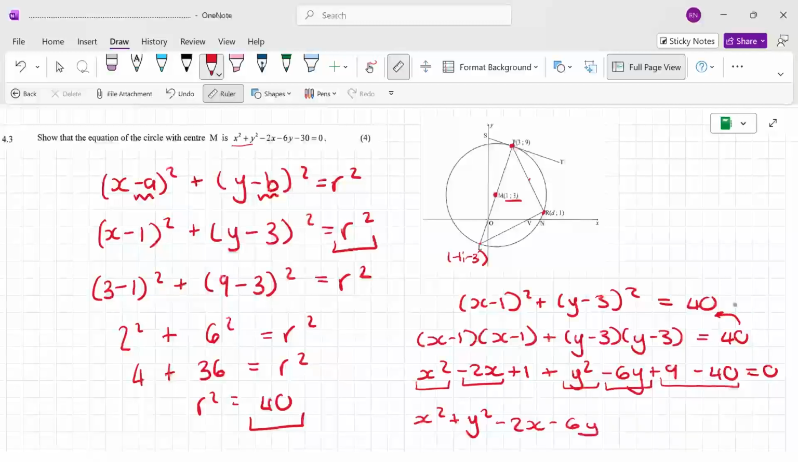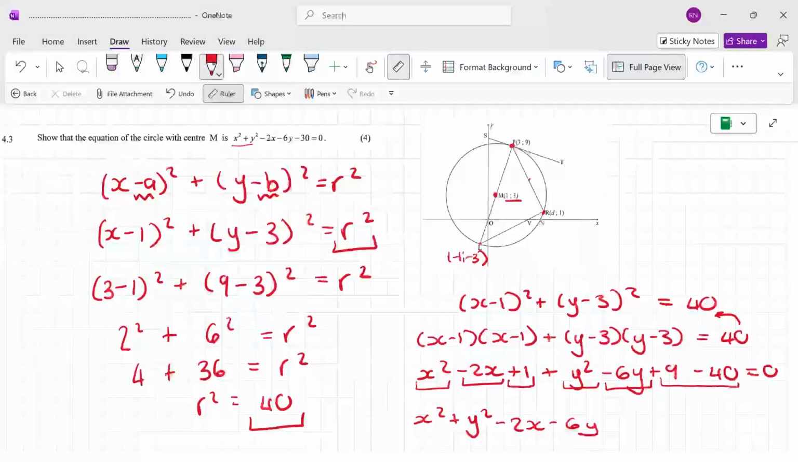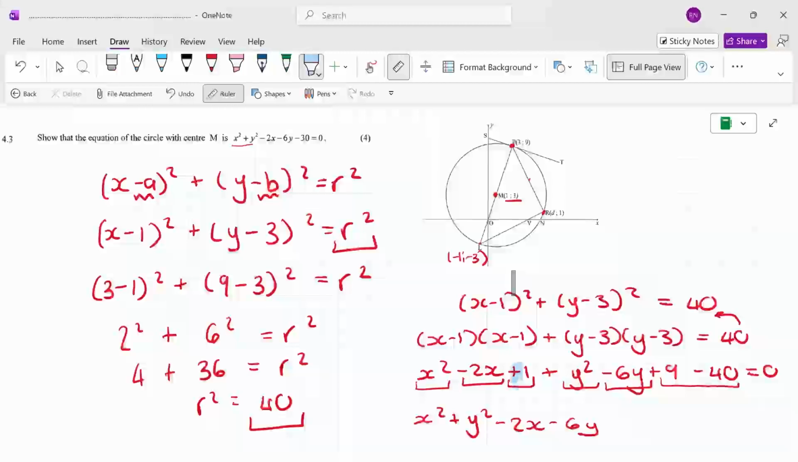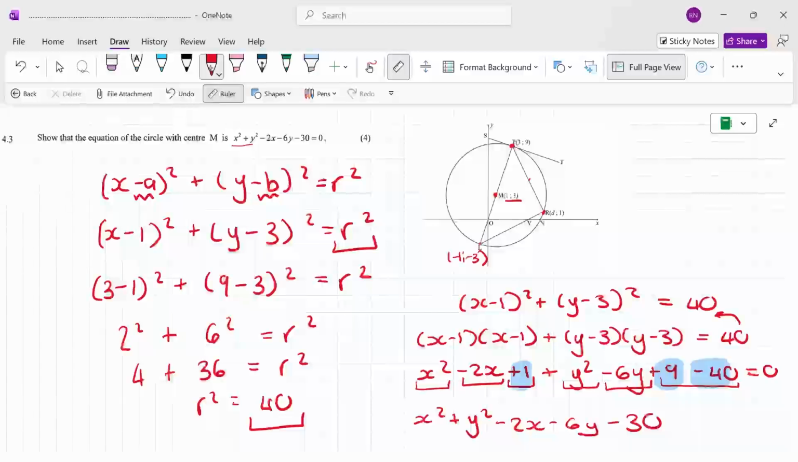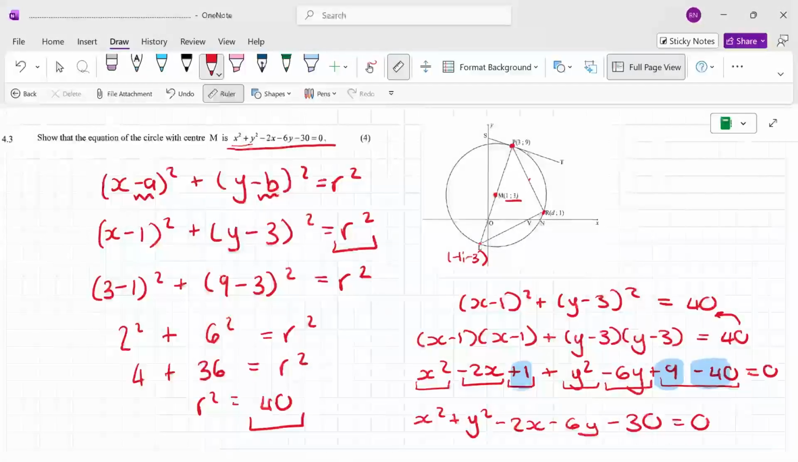Oh, sorry, I feel like I lost something there. Oh, yes. And then there's this 1. So we have numbers here. We have 1, we have 9, and we have 40. 1 plus 9 is 10, and then 10 minus 40 is going to give me minus 30. Okay. And now we've proved that the equation for the circle ends up being this.